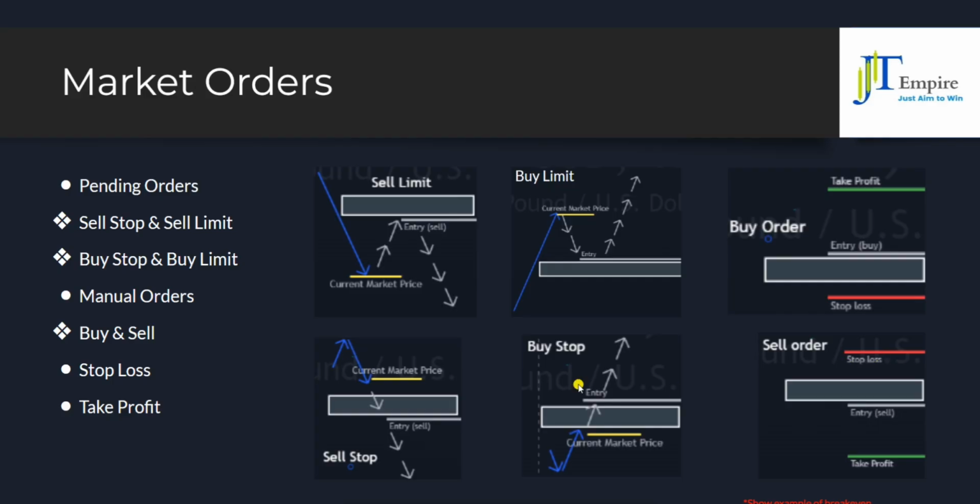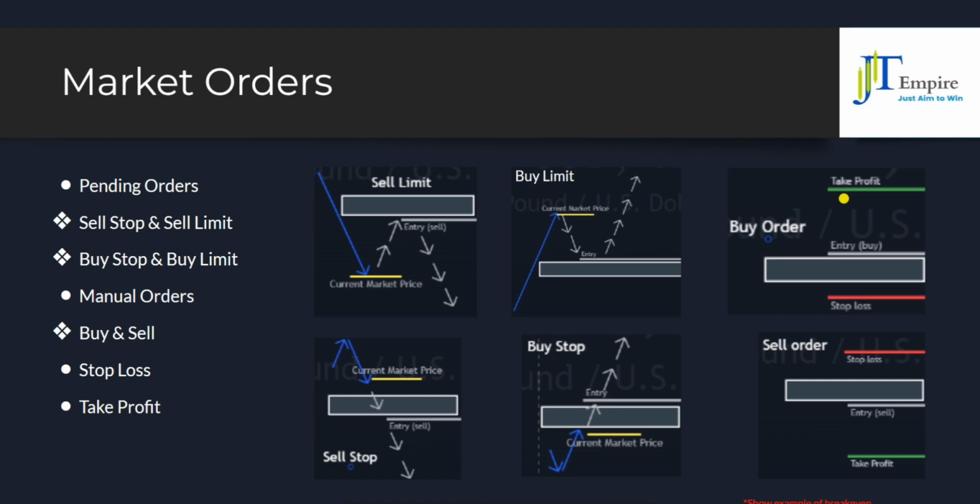Other manual orders would be your stop loss and your take profit, right? Take profit, of course, as I mentioned, is where you expect the market to take you out in profit in the event that you're not around, and stop loss is where you expect the market to take you out in a loss in the event that you're not around to actually close it.